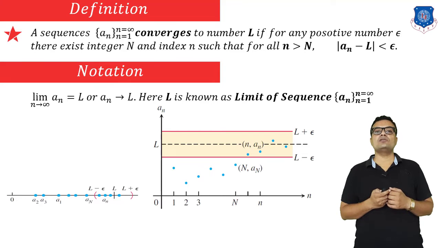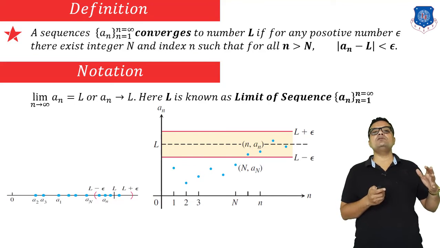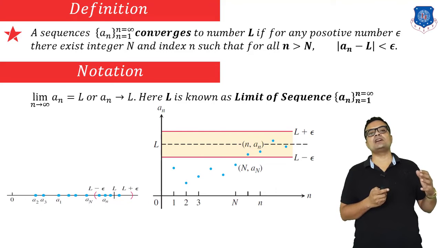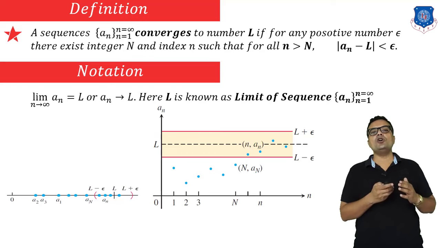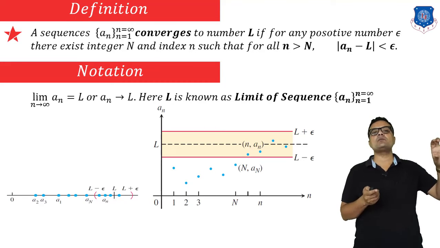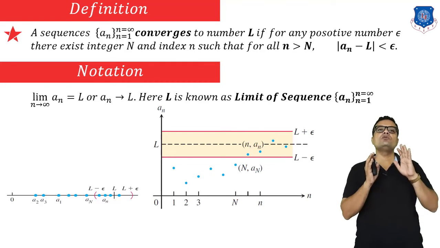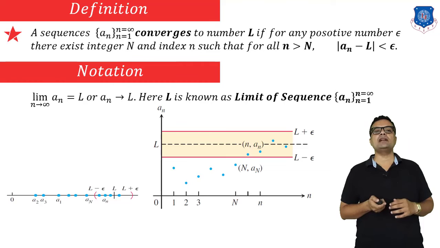And then in the second image, we are seeing our regular interpretation, where on the x-axis I am taking the index, and on the y-axis I am taking a_n. So initially it may happen that your values are in a haphazard form or coming randomly, but after that capital N, all your values will start moving towards L in a certain band, and that band is L minus epsilon to L plus epsilon. So the values will fall inside that particular band.